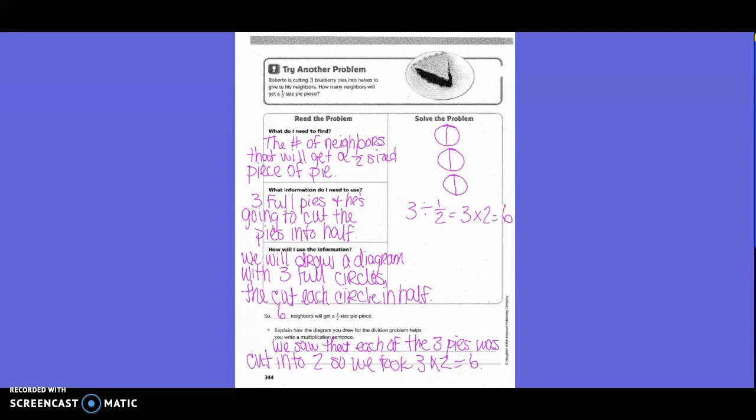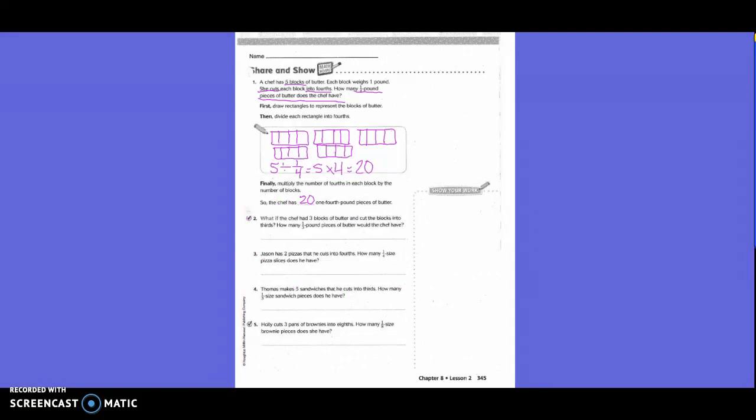Explain how the diagram you drew for the division problem helps you write a multiplication sentence. We saw that each of the 3 pies was cut into 2, so we took 3 times 2, which equals 6. Share and show. A chef has 5 blocks of butter. Each block weighs 1 pound. She cuts each block into 4ths. How many 1/4 pound pieces of butter does the chef have?